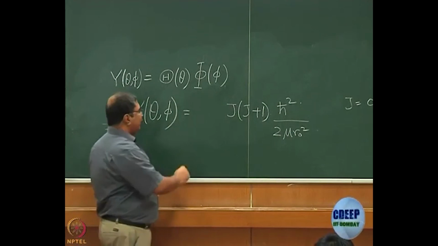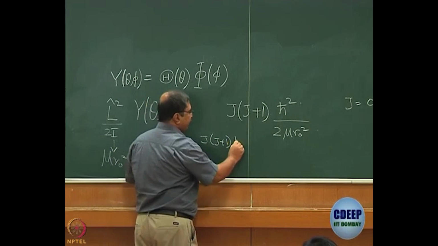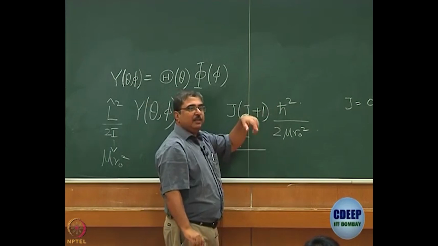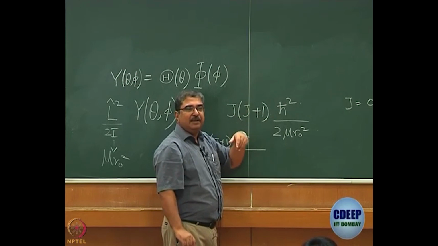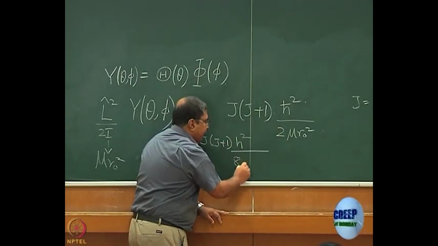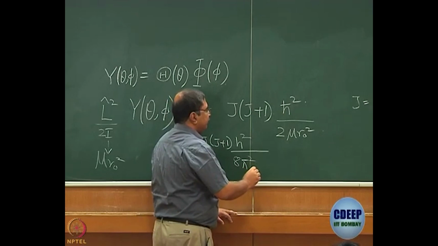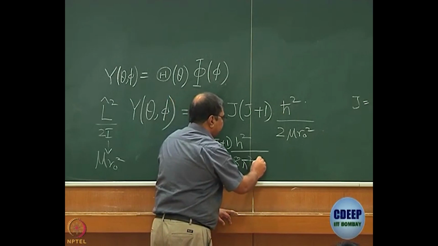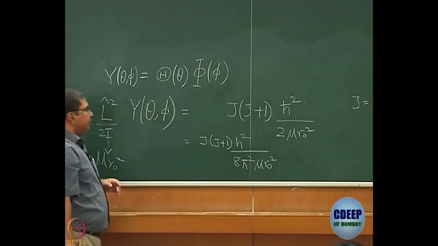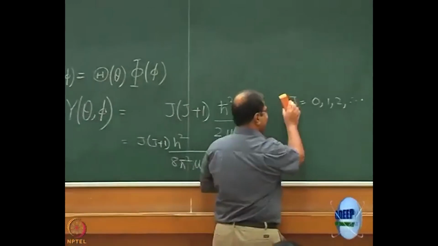Let us expand a little bit. J into J plus 1 multiplied by h square divided by, what is h cross? H cross is h by 2 pi, right. So h cross square is h square divided by 4 pi square, and 4 multiplied by 2 is 8, so 8 pi square mu r0 square. There is something that I did not write and nobody corrected me.